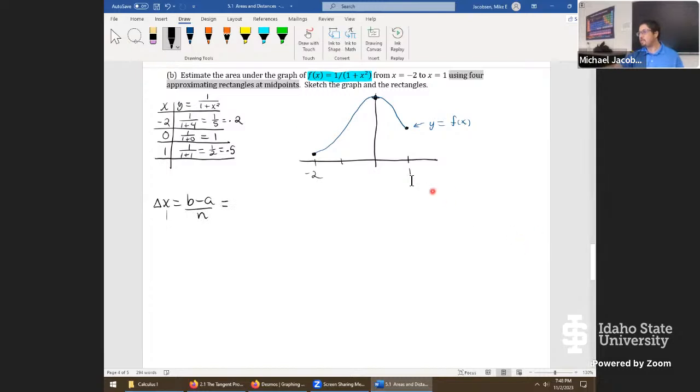And so we'll be using, for b, the upper value of 1. For a, the lower value of -2, all the way here to the left. It asks for just 4 rectangles is what is set up above. So that's our n equals 4. So this is altogether 3/4.